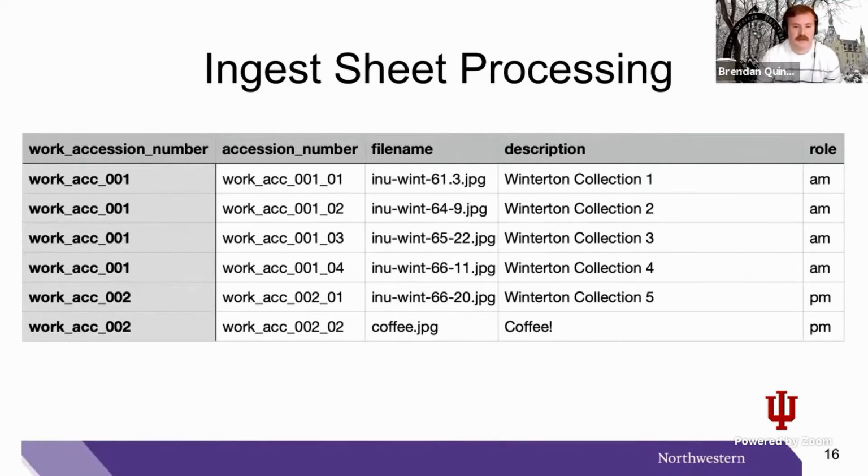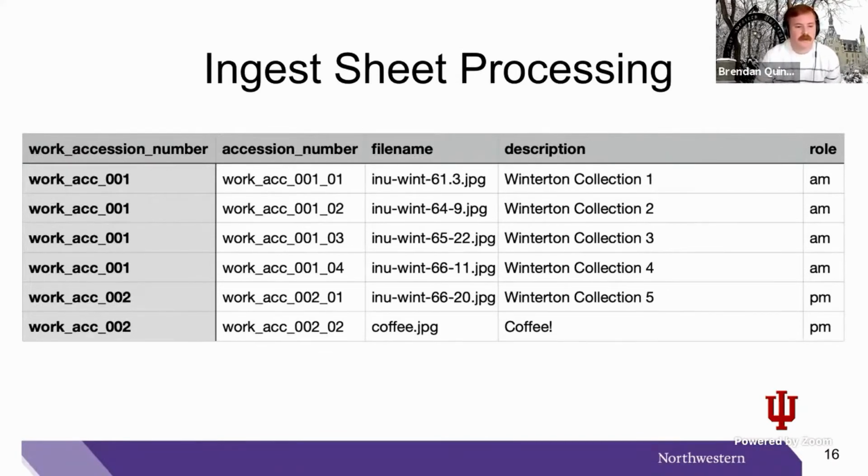And then we have AM and PM roles, so access and preservation roles for our works. So yeah, it's a really simple spreadsheet. There's not any descriptive metadata to speak of. A lot of times we'll have scanned many thousands of records or digital objects for a collection, and they don't even have titles and creators and contributors yet. So our whole goal here is to take that material and get it into the system before we even have any descriptive metadata applied to those records.